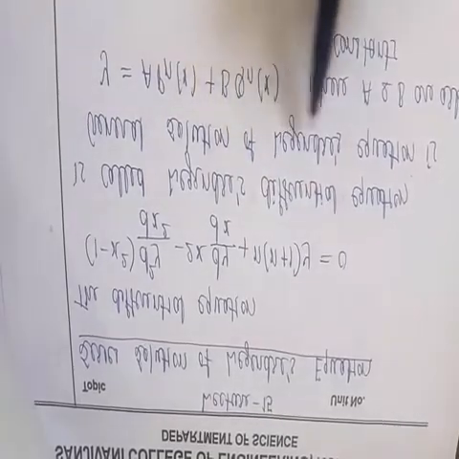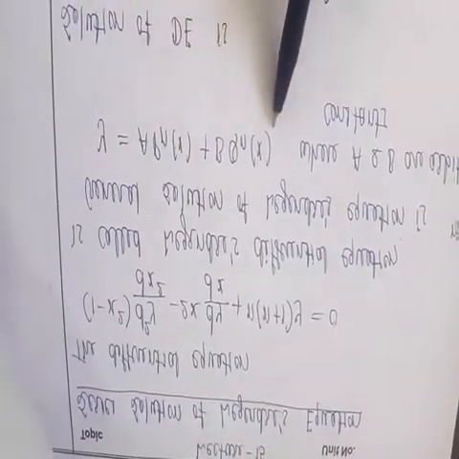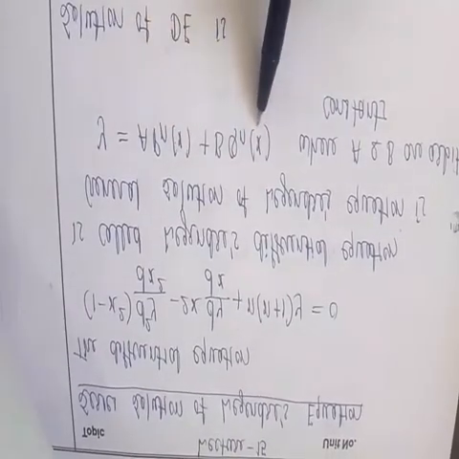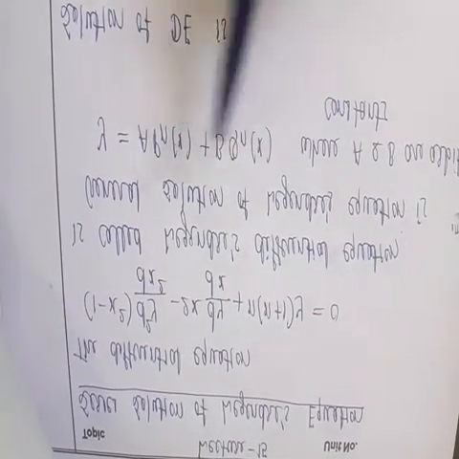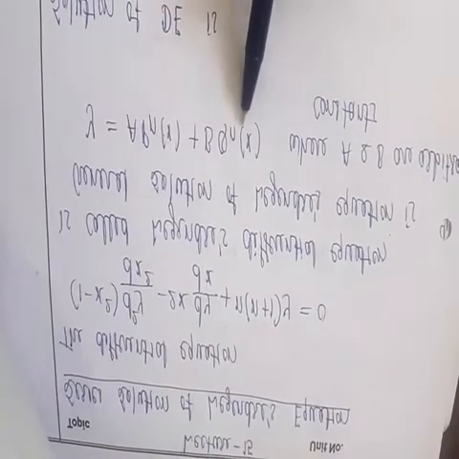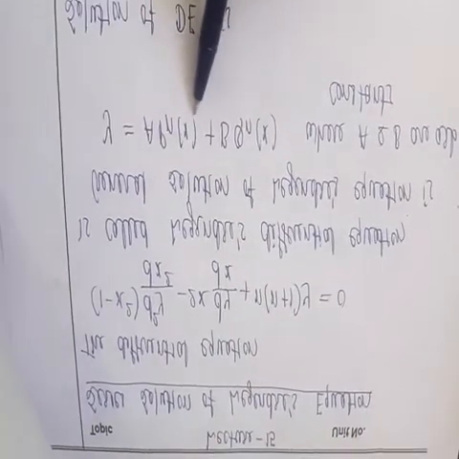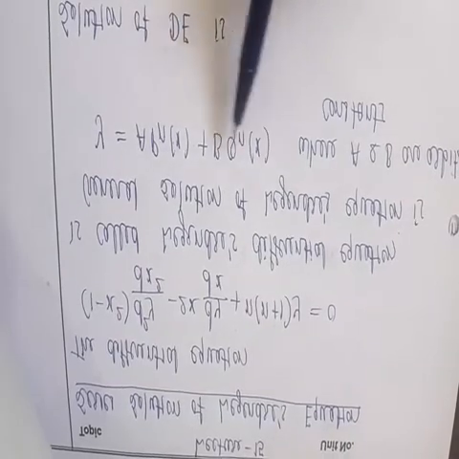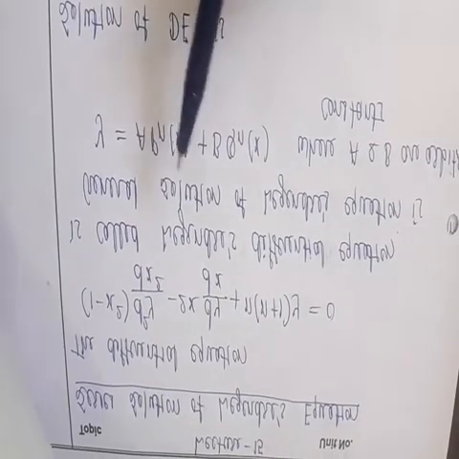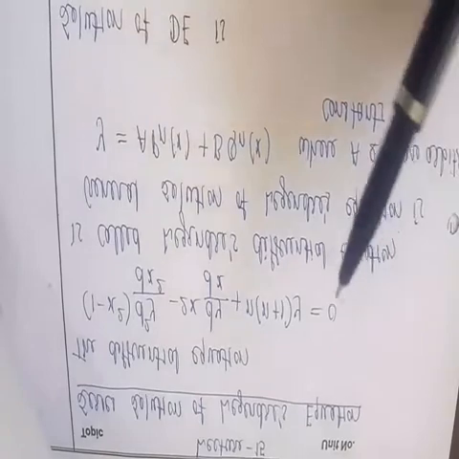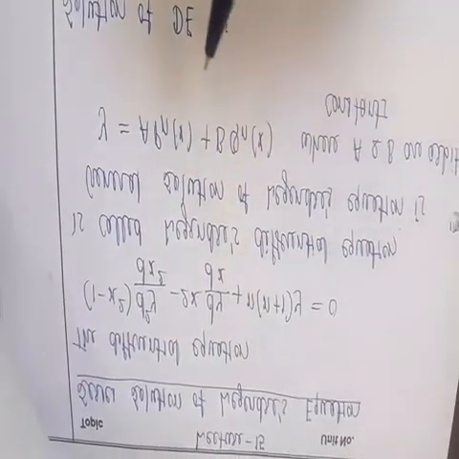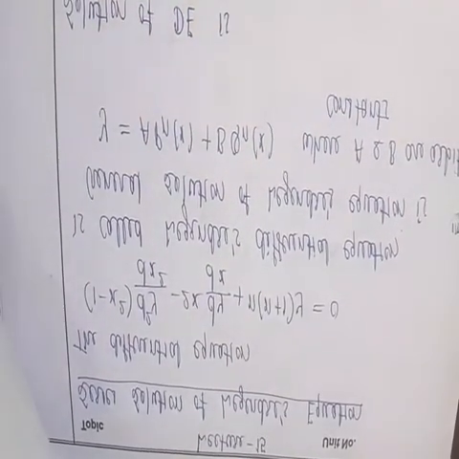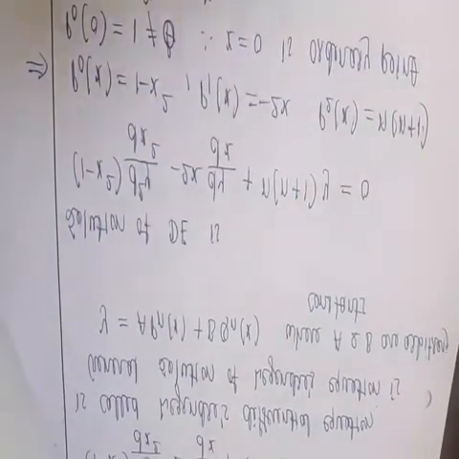Its general solution is y is equal to a Pn(x) plus b Qn(x), where Pn(x) and Qn(x) are special functions, and these special functions are nothing but Legendre's functions. After substituting particular values of the constants, we get the special function of the given differential equation. Now, how to find the solution of this differential equation?